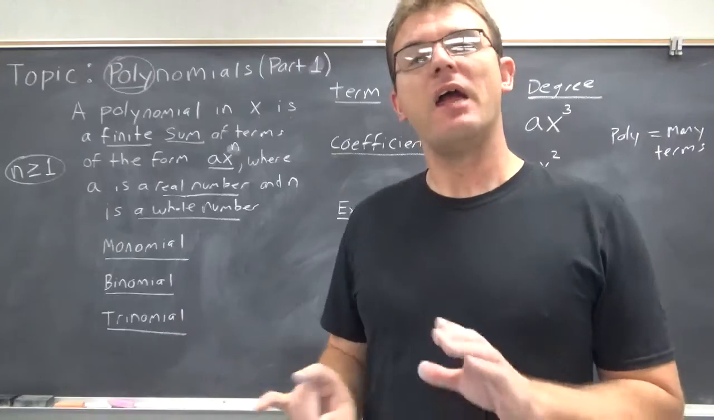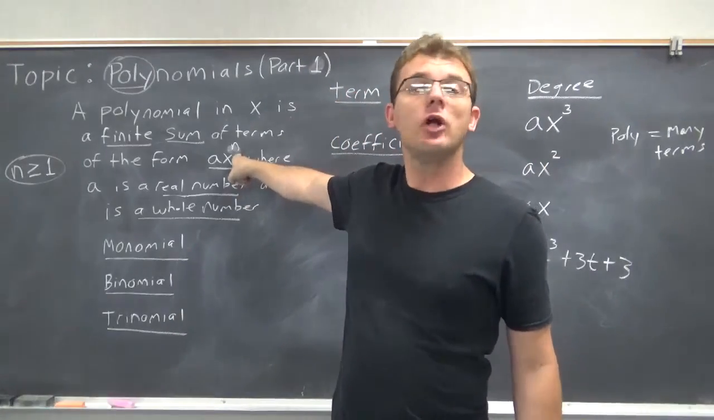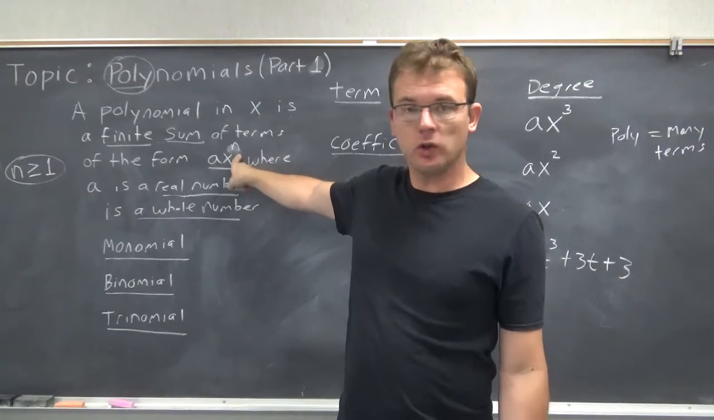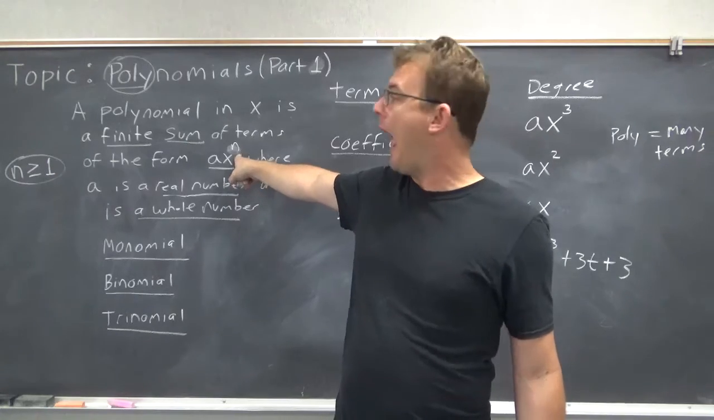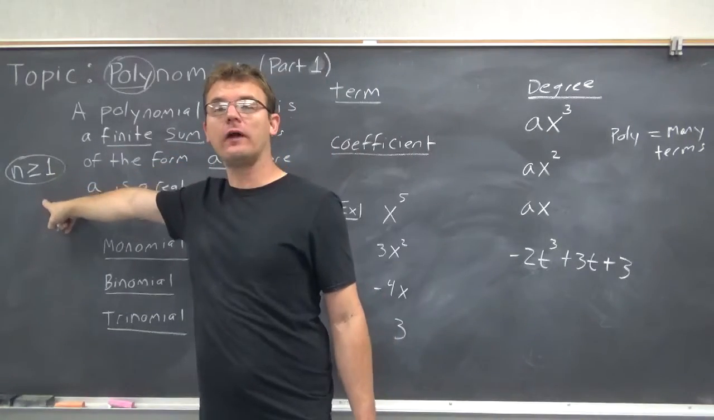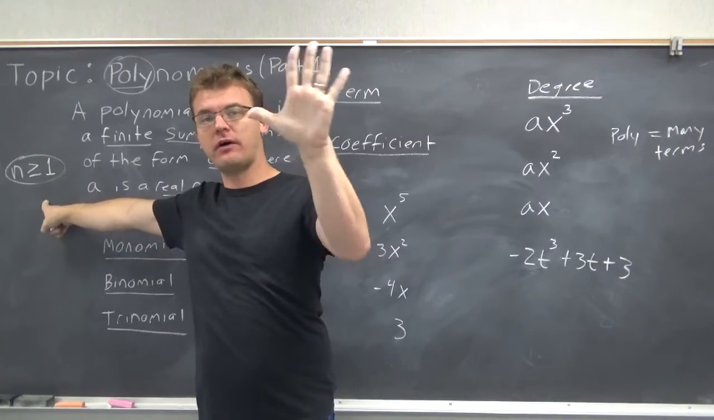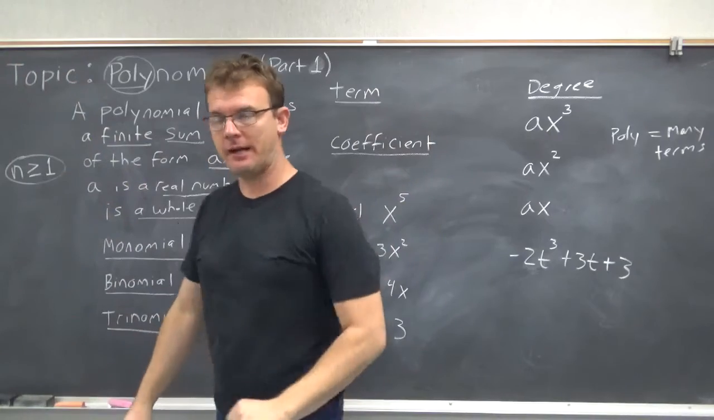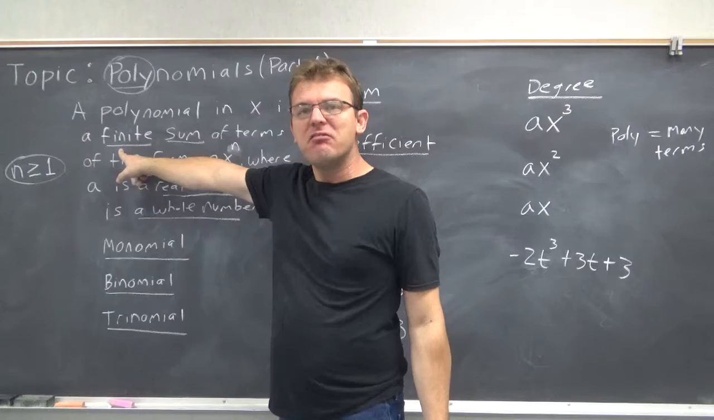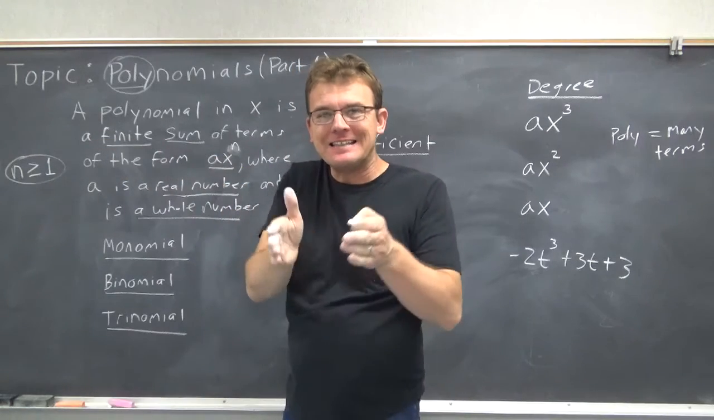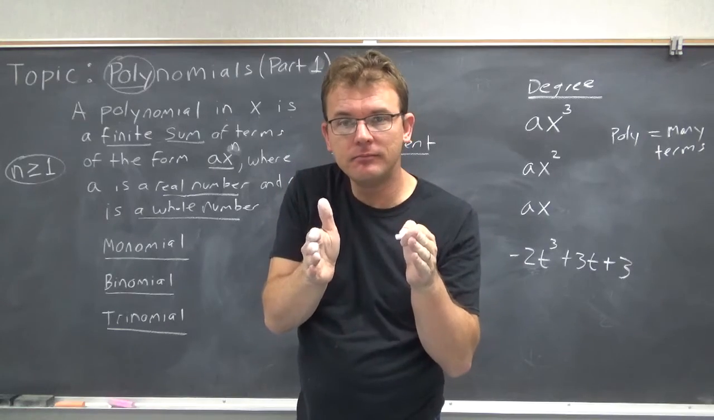It can't be negative. If n was a negative number, it's no longer a polynomial. So n has to be greater than or equal to 1. It can be 1, 2, 3, 4, 5, and so on. If you don't know what finite is, finite means it ends.